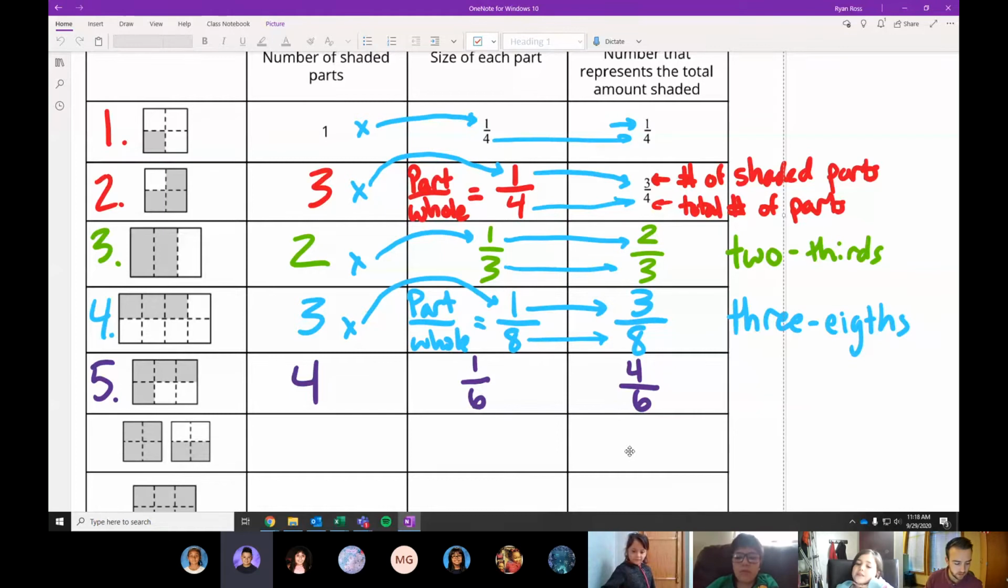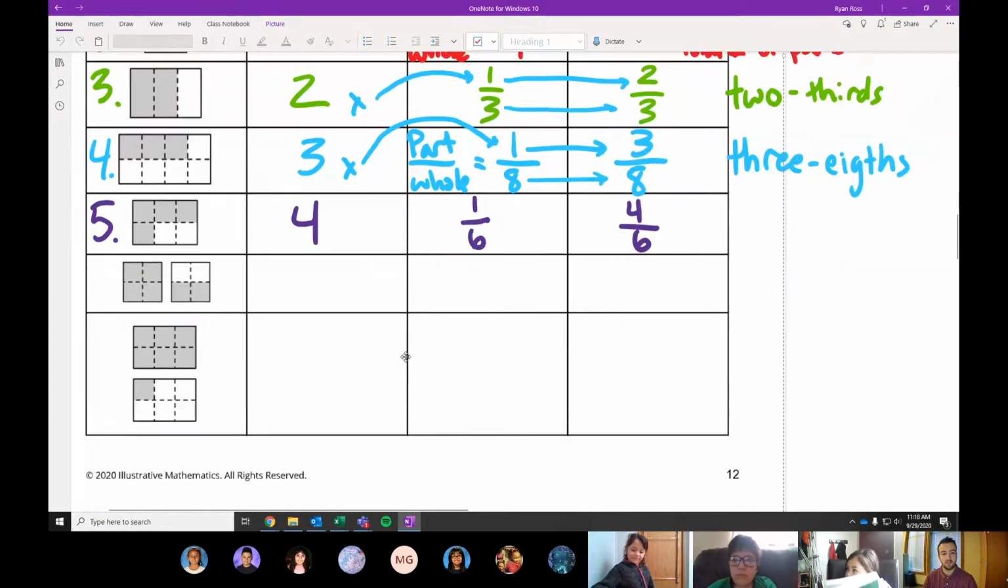Nice work. Also, Elizabeth, you're 2 away from hatching your Pokemon. So keep on working hard. You're close. 2 away. Awesome job. Okay, this next 2 here are a little tricky.